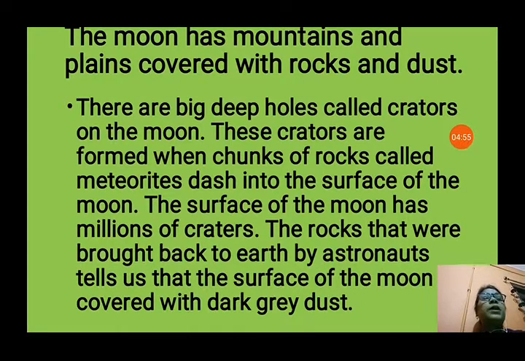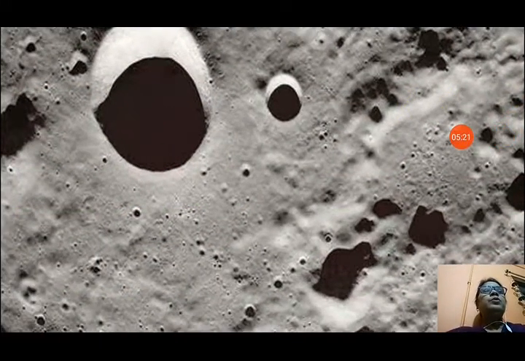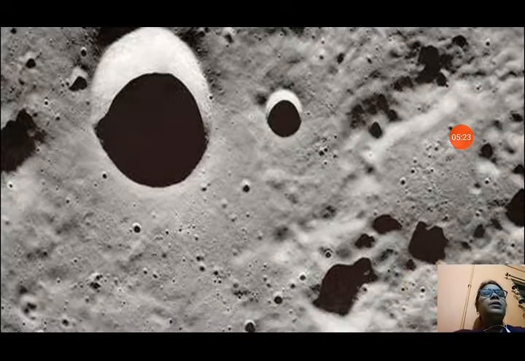The rocks that were brought back to Earth by astronauts tell us that the surface of the Moon is covered with dark grey dust. So when the astronauts went there, they brought back samples of rocks from the Moon, and it shows that the Moon is covered with dark grey dust. Now you can see this picture also. So many holes are there in the Moon.